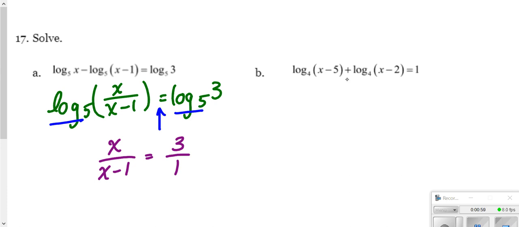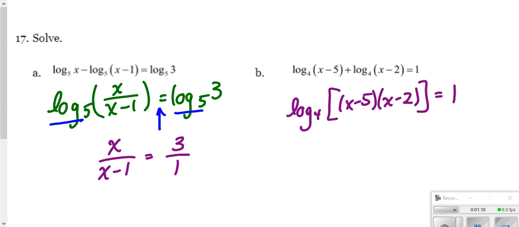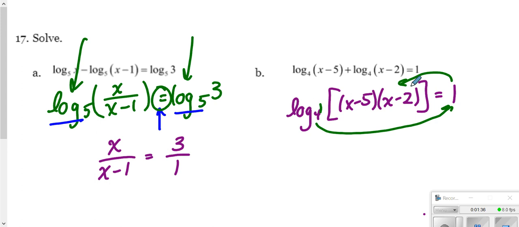In B, the addition means that I could rewrite this as a multiplication problem. So I would multiply x minus 5 times x minus 2, and that equals 1. If I use another thing that I know about logs, I can rewrite them in exponential form. So if I just have a log on one side of the equation, that's different than the previous question. In the previous question, I had a log on both sides with an equals in between, and those logs were the same base, so I could just kind of, quote unquote, cancel them out. Here, I only have a log on one side. If that's the case, I want to use exponential form, okay, and say I have 4 to the first, and that has to equal this.